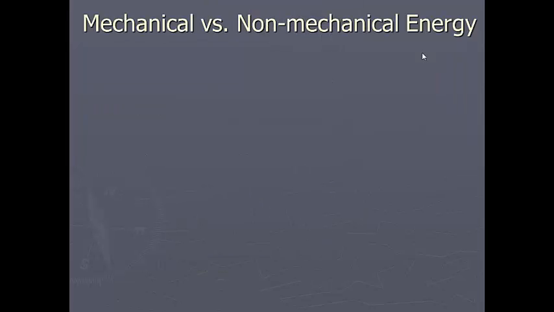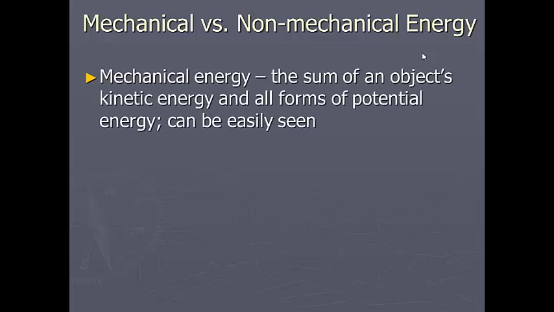There are many different types of energy. Energy is mainly broken up into two categories, mechanical and non-mechanical energy. Mechanical energy is the sum of an object's kinetic energy and all forms of potential energy. Mechanical energy can easily be seen. For example, if you throw a baseball, the baseball is moving, so it has kinetic energy. That movement can be easily seen.